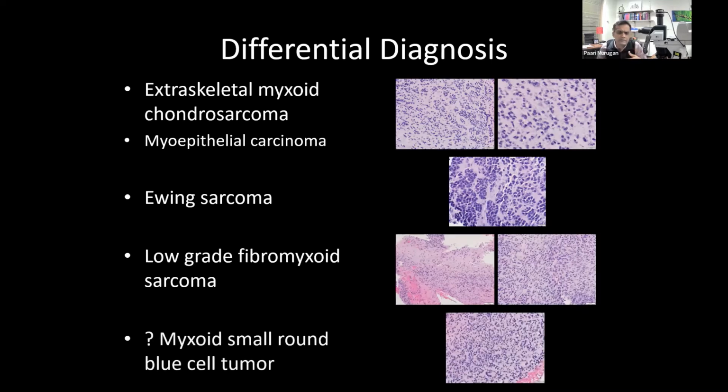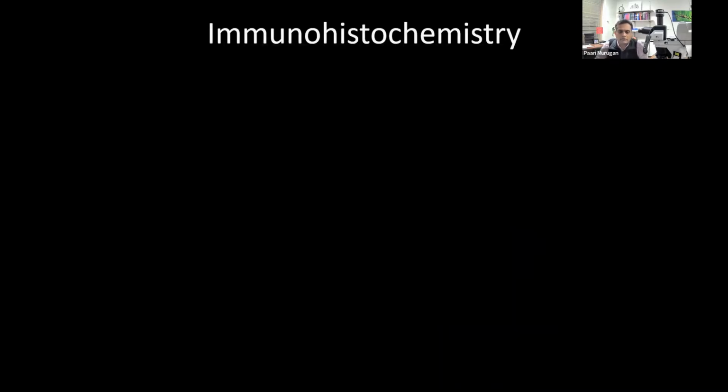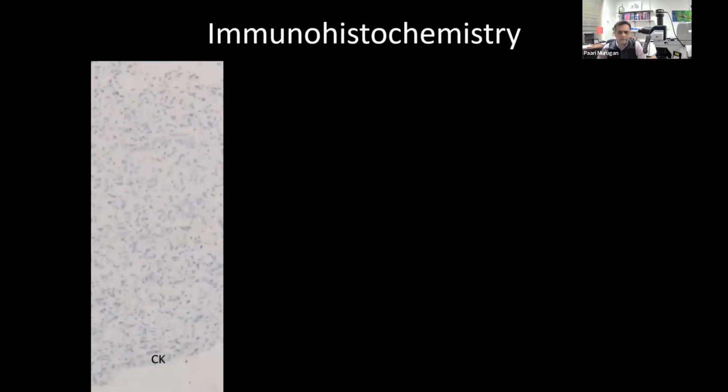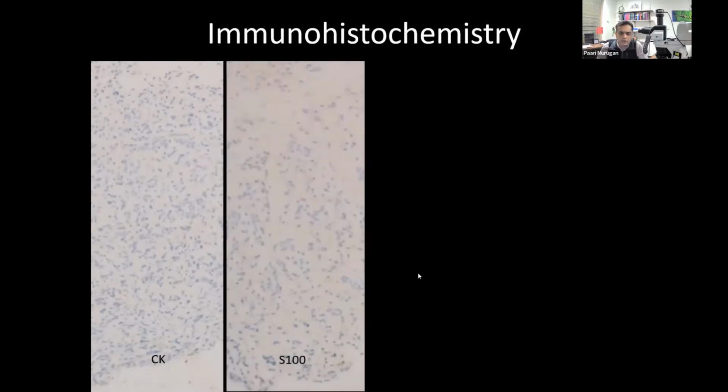But what if it's not any of these? What other myxoid looking small round blue cell tumor can we consider in this setting? That's the question we ask ourselves after studying the morphology, and then we have to go to ancillary tests to answer this question. So we start with a basic panel of immunohistochemical stains. We'll start with keratin, and you can see keratin is completely negative. The next stain is S100, and you can see even that is completely negative. So a negative keratin and S100 essentially tells you that's most definitely not myoepithelial carcinoma, right? So at least that we can rule out.